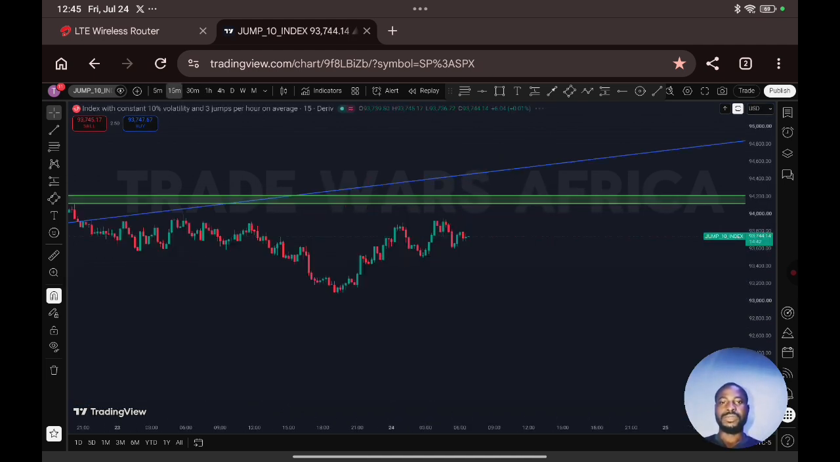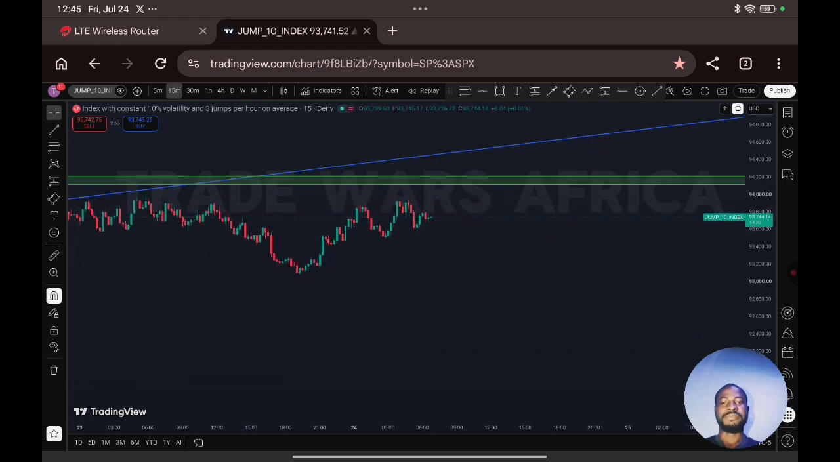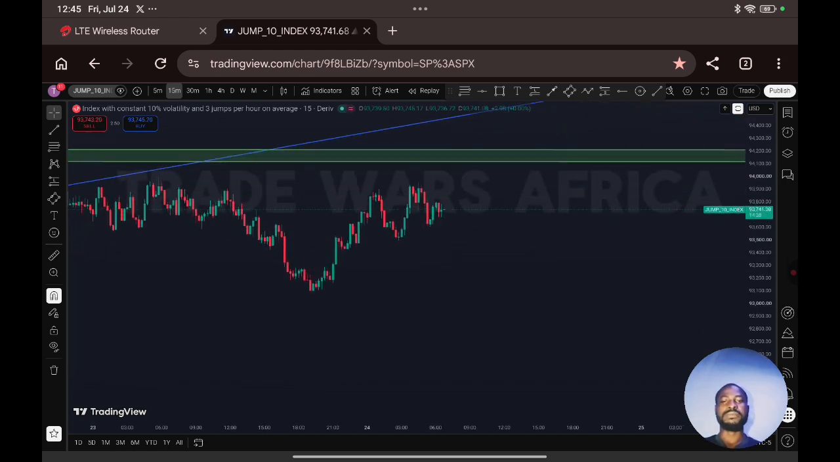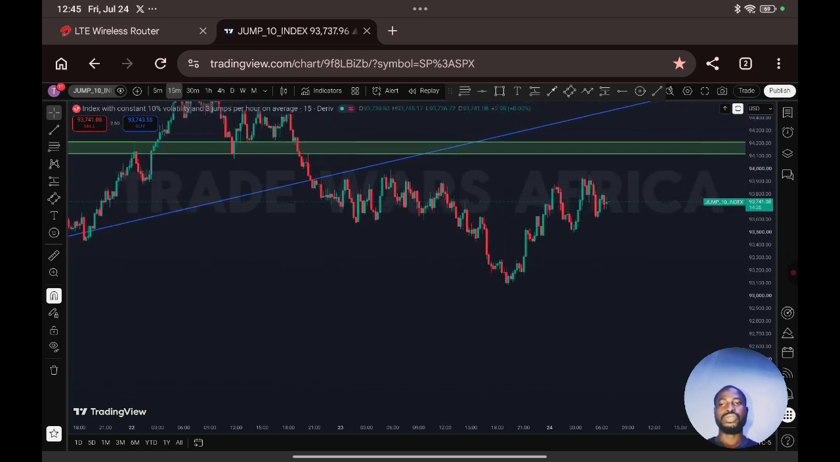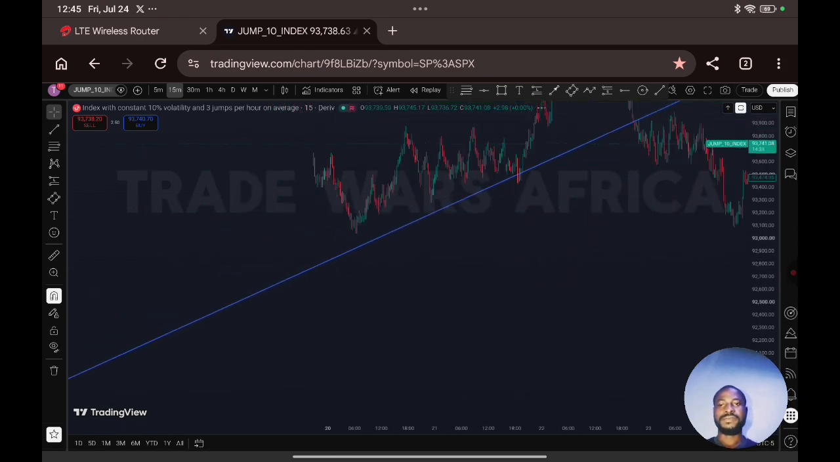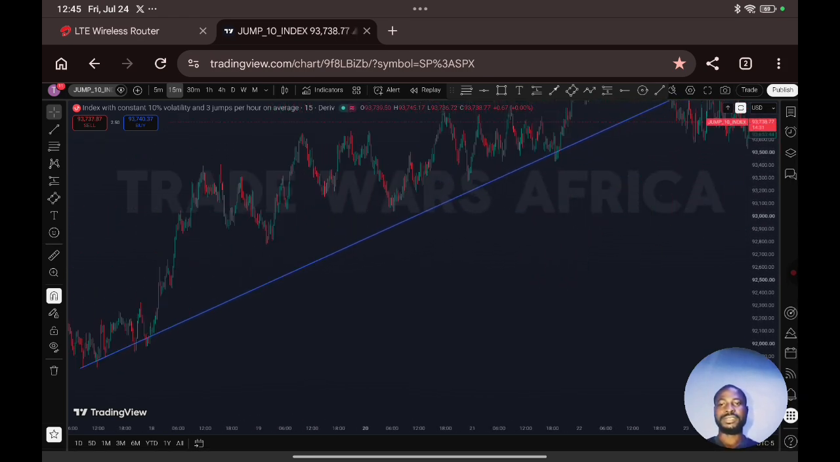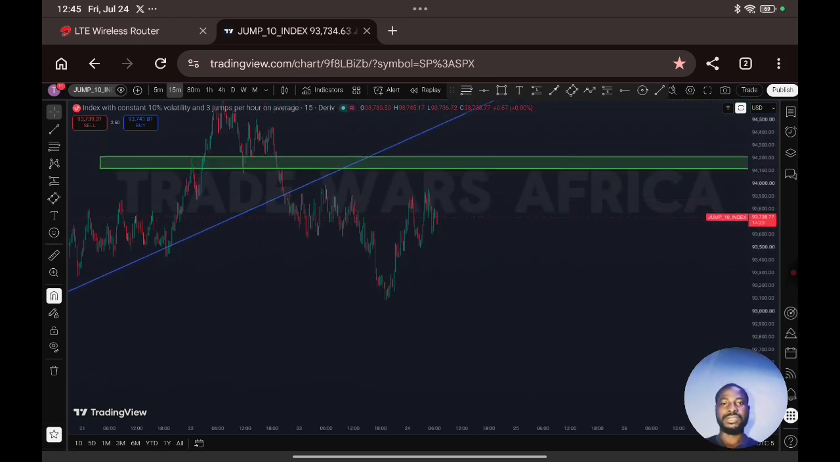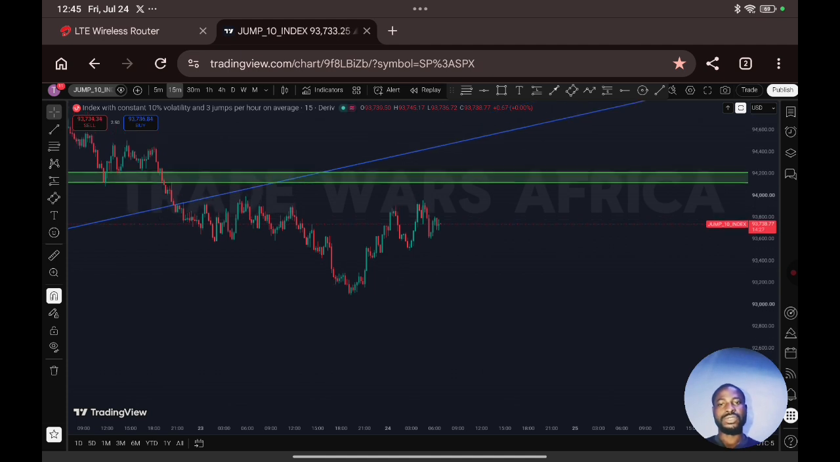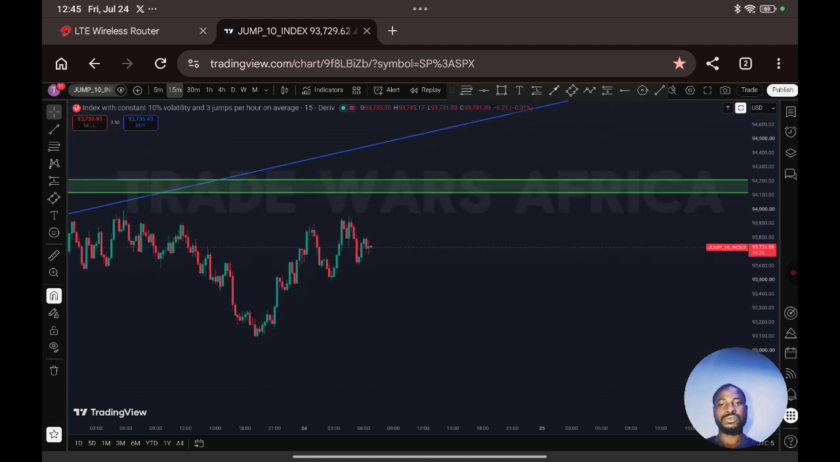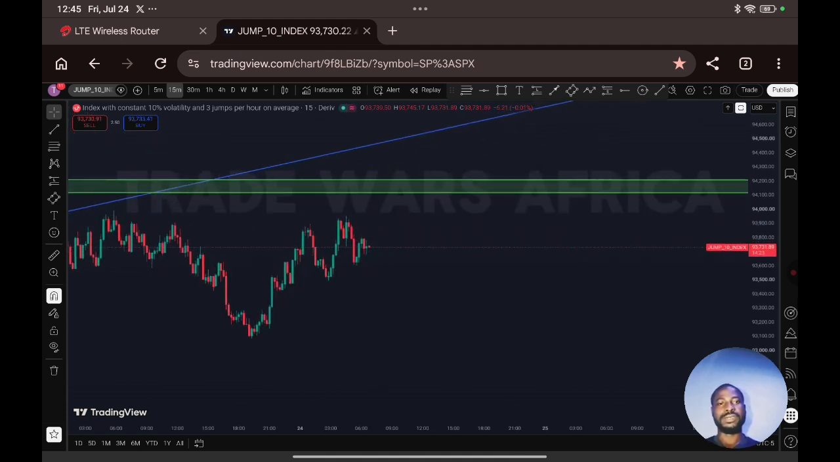So I'll come down to the 15-minute time frame for us not to make the same mistake that we made on jump 25. We're going to correct this as soon as we can. So what we'll do here is we'll establish another trend line for 15 minutes time frame, because that is where I usually like to take my trades. So this is the trend line.